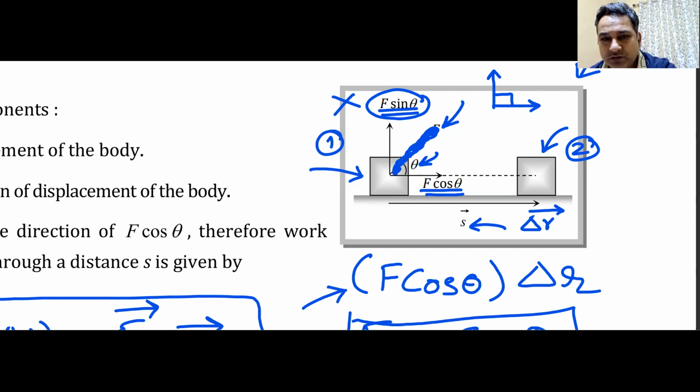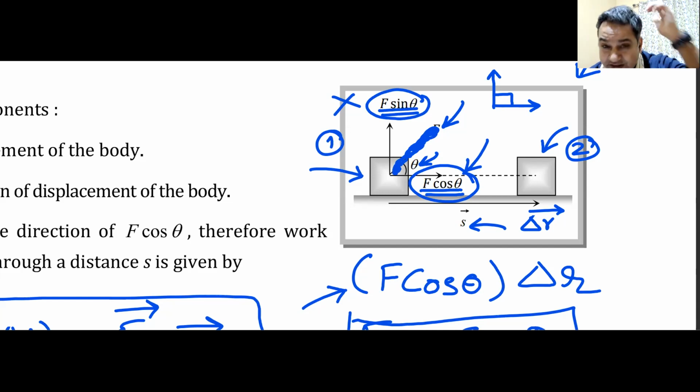that any force can do will be in that component, which component is in the direction of displacement. Only that force will do work which is in the direction of displacement. If force is not in the direction of displacement, we will have to find the component of the force which is in the direction of displacement. In this case, the component of force which is in the direction of displacement is F cos theta.